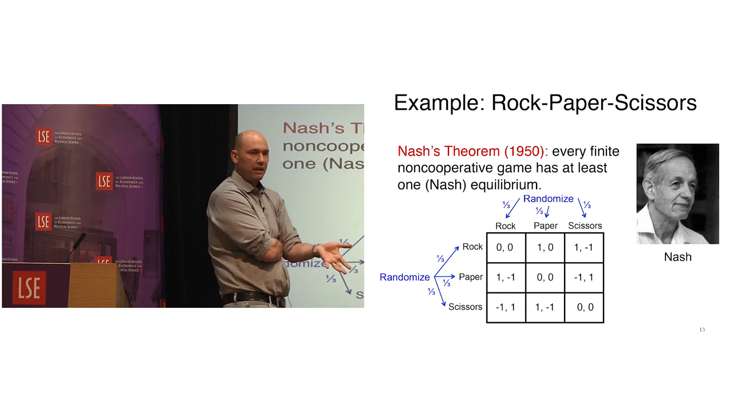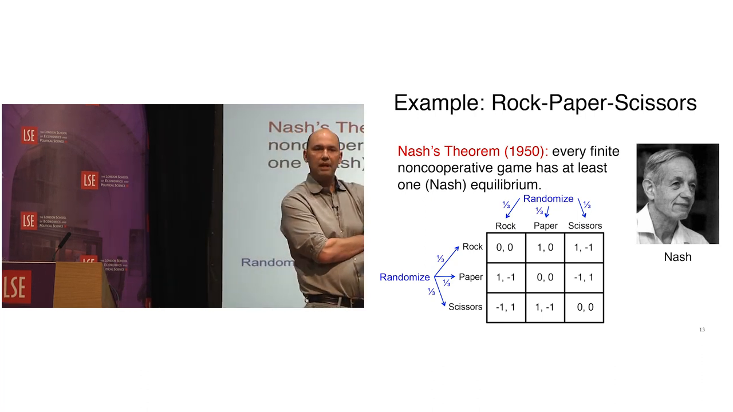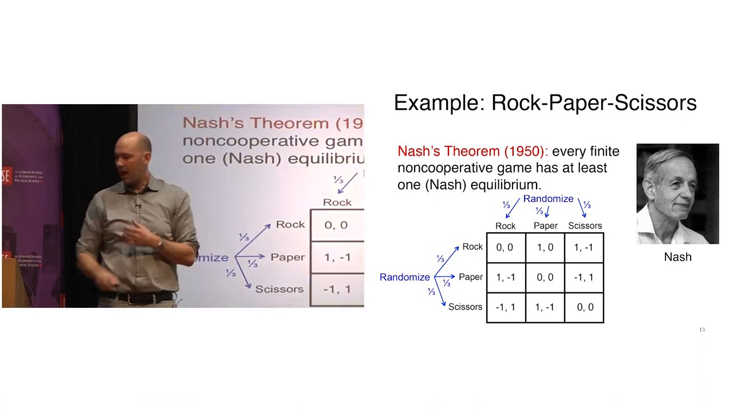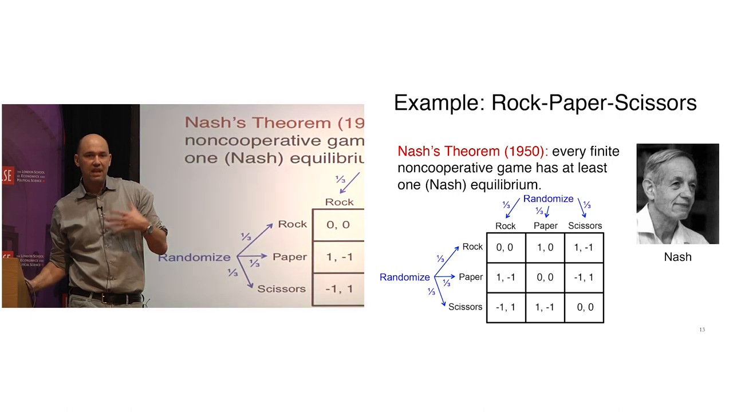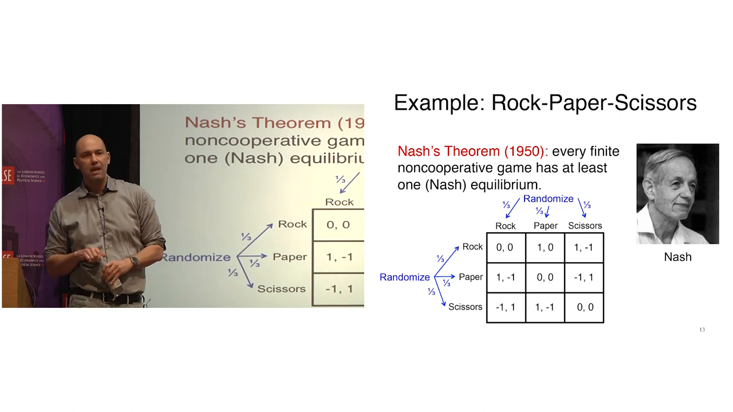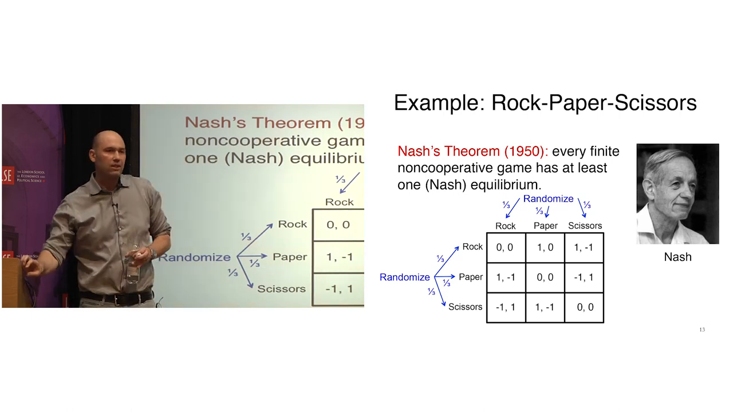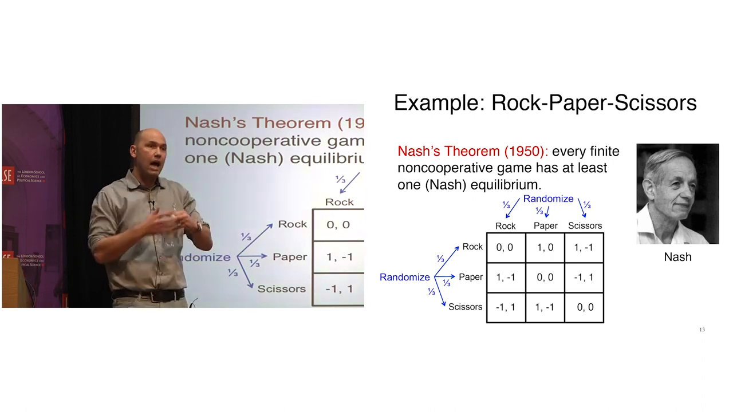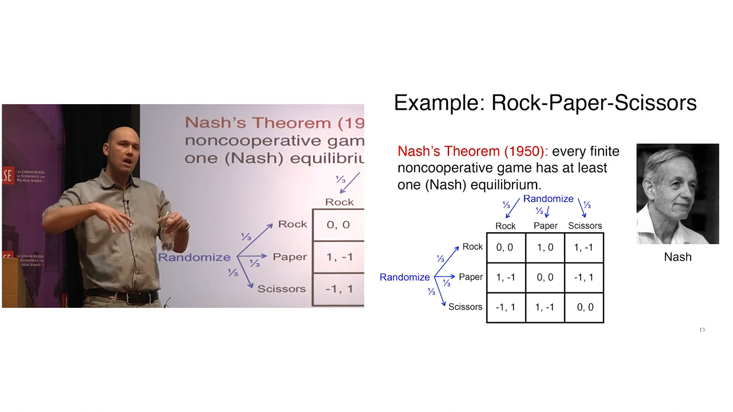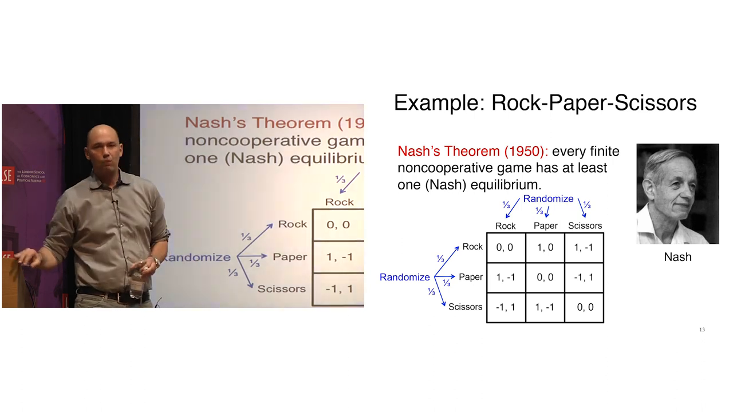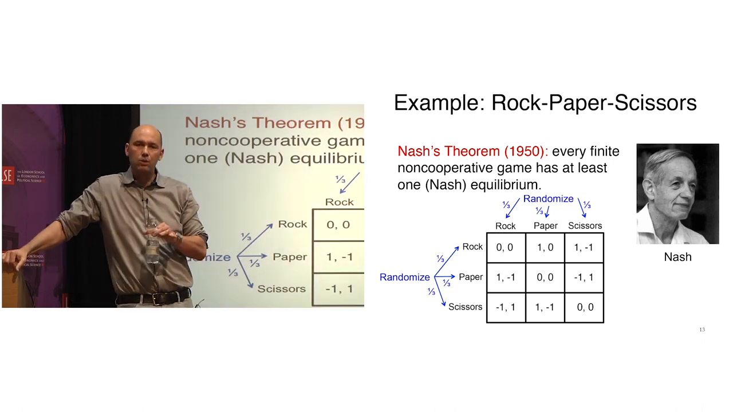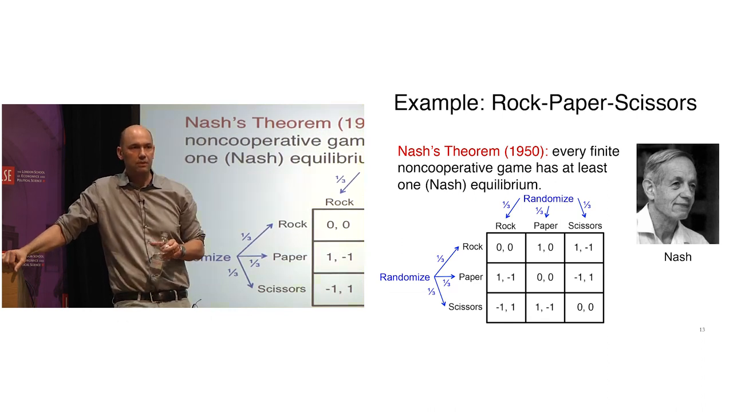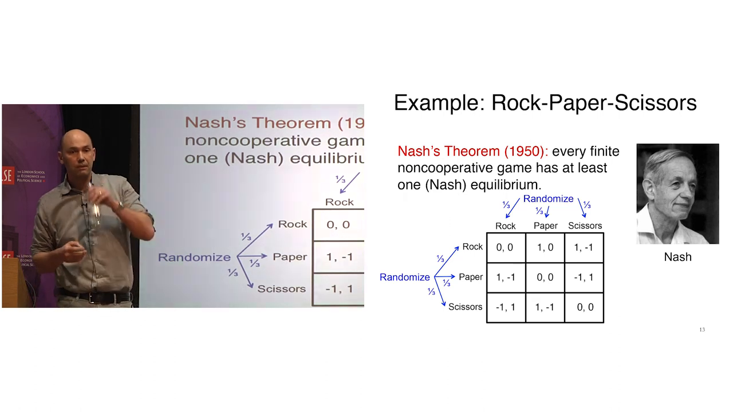No matter what the other player does, you will always have an equal chance of winning or losing or tying. So the content of Nash's theorem is that the existence of this equilibrium point is not special to the chicken and the rock, paper, scissors game. It is totally universal. No matter how many dimensions your matrix has, no matter how big it is, no matter what numbers are inside, there's always a way for players to randomize so that nobody wants to switch to doing something else, given what everybody else is doing.